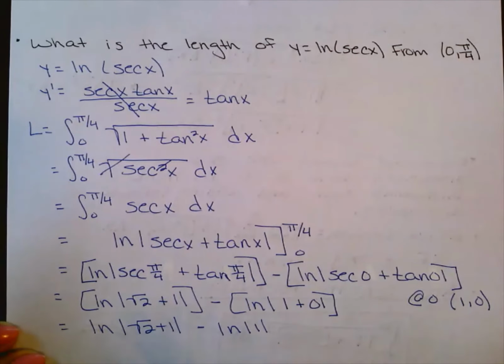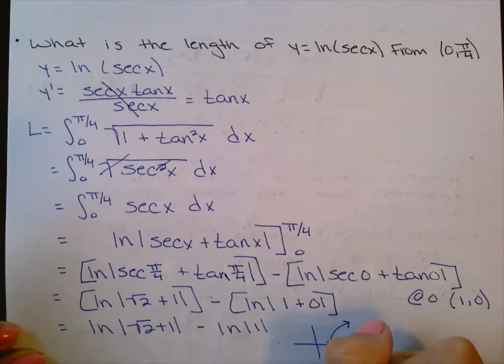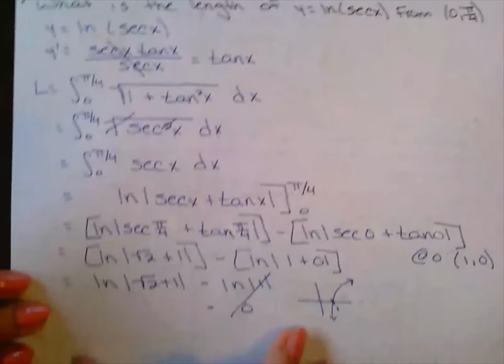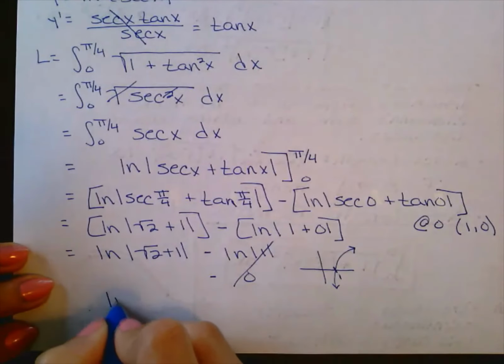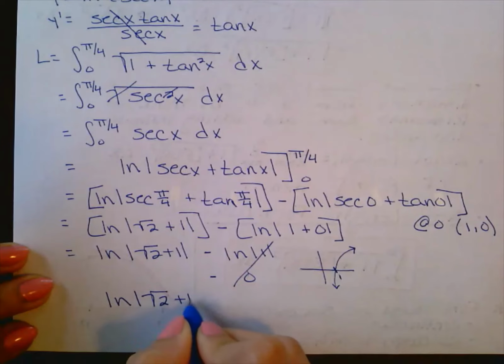But ln of 1, if we remember our graph, guys, we have this memorized that ln of 1 hits the x-intercept right here. So ln of 1 is 0. So this is like saying minus 0. So this cancels, and my final answer is just ln of absolute value of radical 2 plus 1.